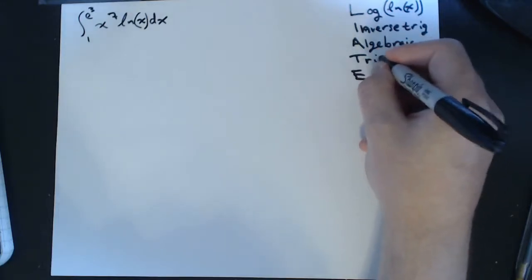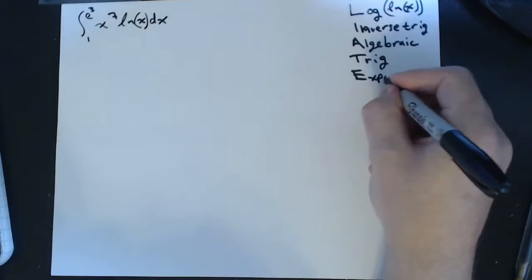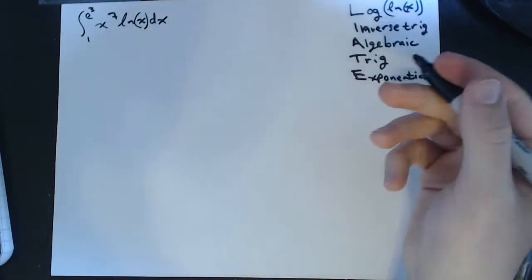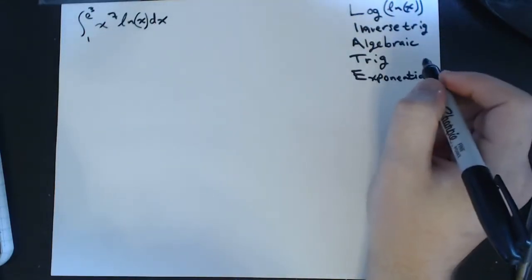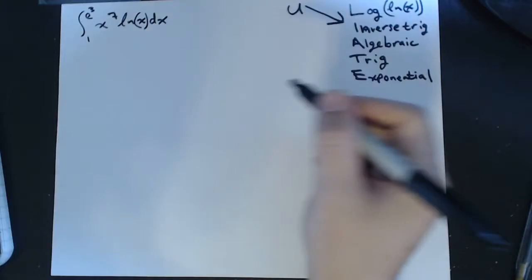T is for trig, sine and cosine. And E is for exponential. So an exponential means when your x is in the power term. So 5 to the x or e to the x is an exponential term. So this is how you're going to determine your u by using LIATE, this little acronym.